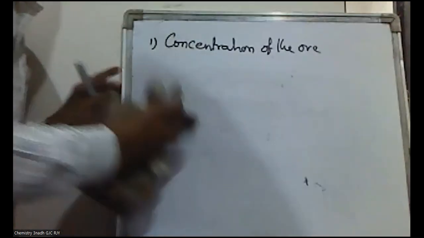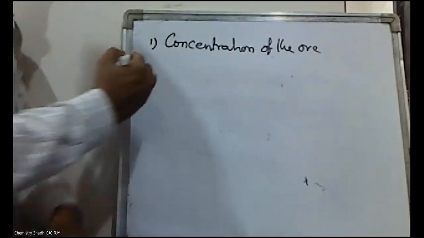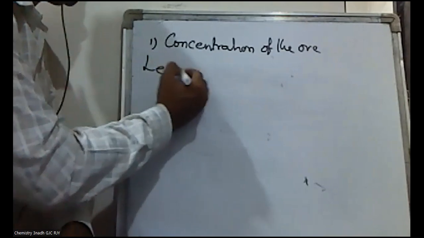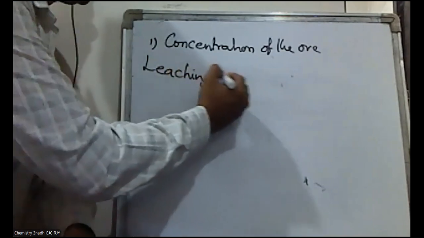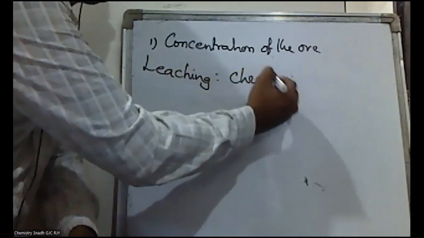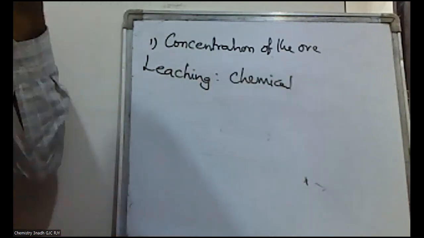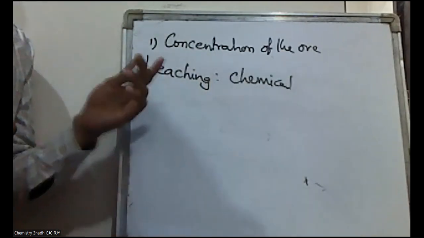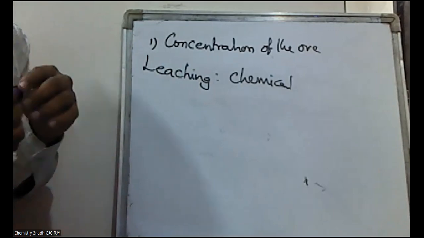What is the leaching method? Generally, leaching is a chemical method. For example, if you take magnetic separation or hand picking or froth flotation, all are physical methods.